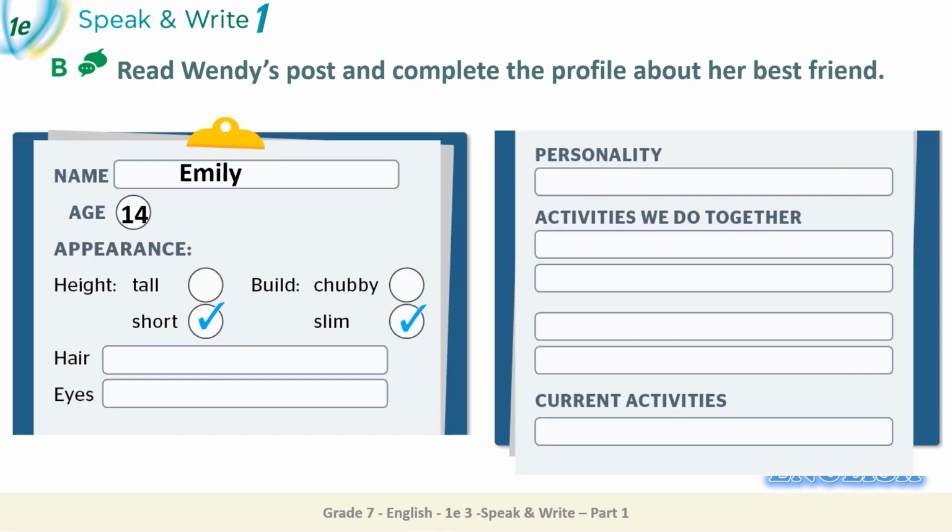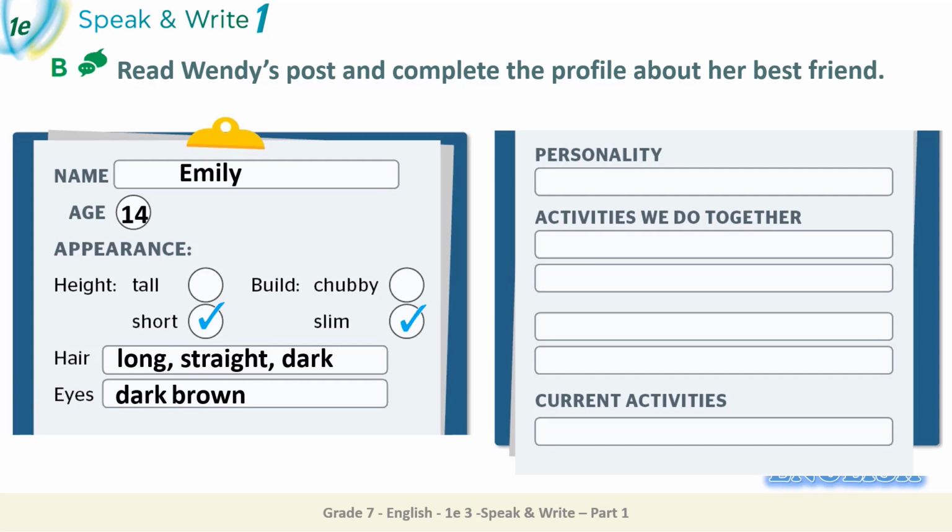Now, let's talk about her hair. How does it look like? That's correct. It is long, straight, and dark. How about her eyes? What's the color of her eyes? It is dark brown. That's correct.